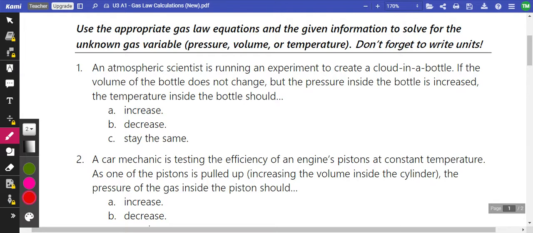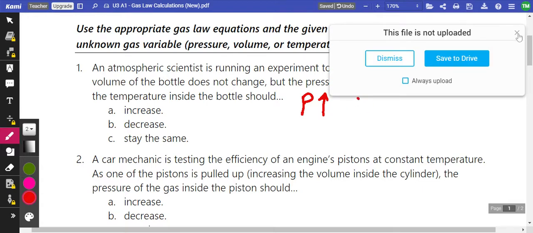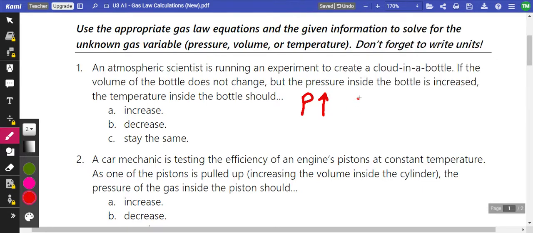So, for instance, let's say we've got this atmospheric scientist making a cloud in a bottle. The volume of the bottle does not change, so volume is constant, but pressure is increasing. We want to know what happens to the temperature. So is it going to go up or down?